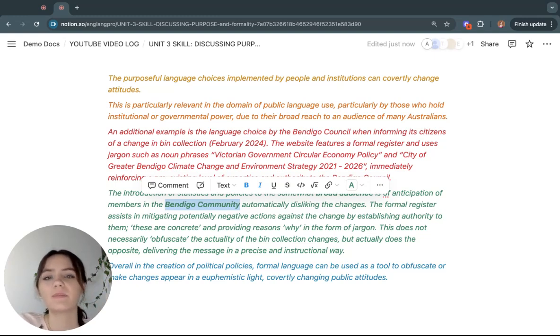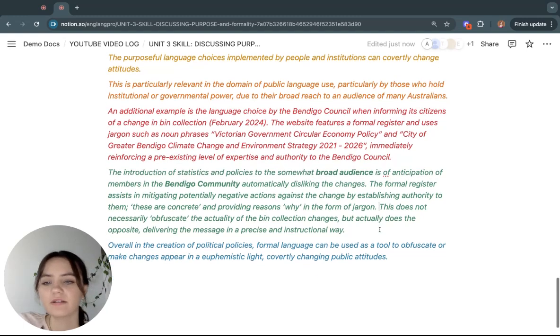And if we're thinking, well, we want to be hitting all our elements of context, discussing who the community is, the audience, is one that we're needing to hit. The formal register assists in mitigating potentially negative actions against the change by establishing authority to them. These are concrete, and providing reasons why in the form of jargon. This does not necessarily obfuscate the actuality of the bin collection changes, but actually does the opposite, delivering the message in a precise and instructional way.